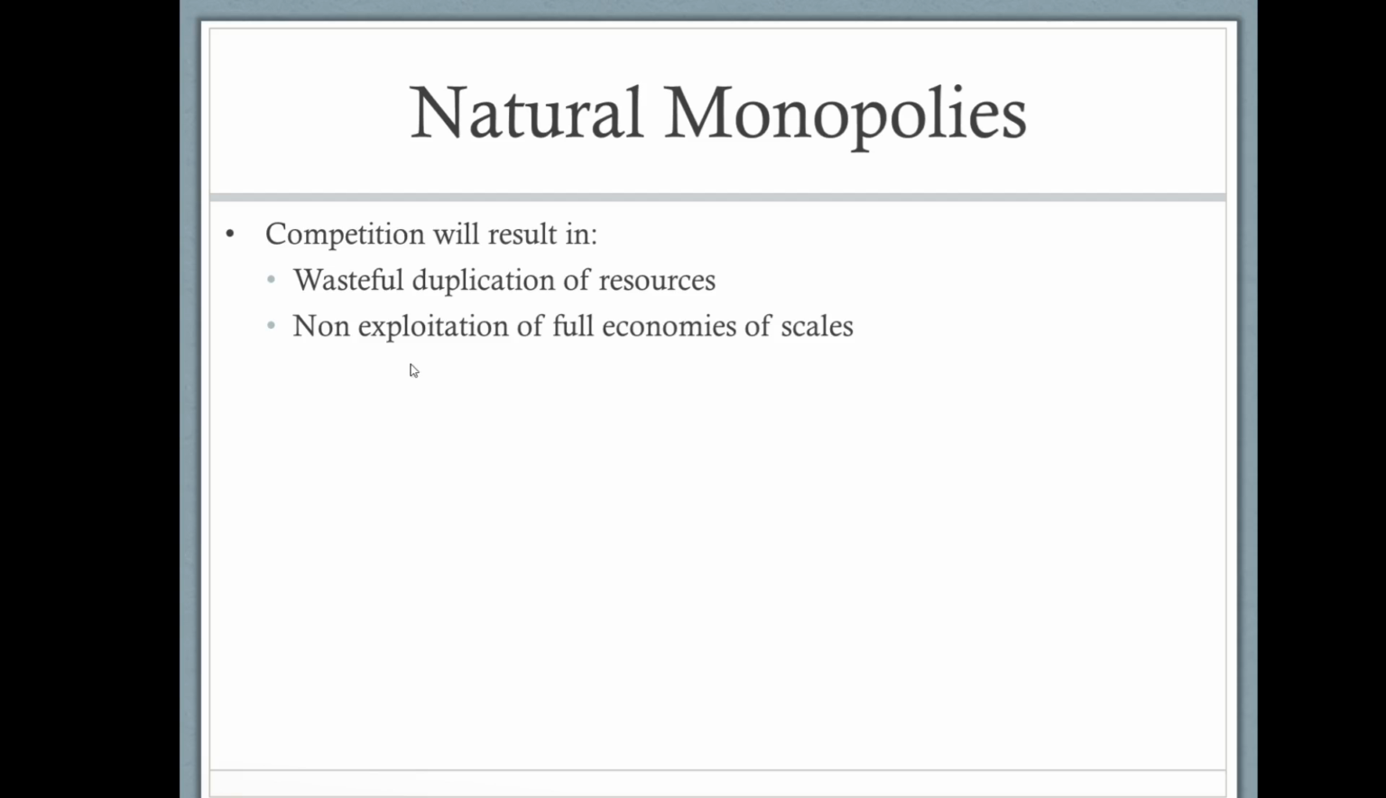And at the same time, when you have more than one firm in this market, the economies of scale cannot be fully exploited, because now two or more firms are sharing the market share. And at the end, they cannot enjoy the maximum economies of scale, which would bring them a lower average cost. So right here, we know why a natural monopoly is always better off with just one firm selling to the entire market. Competition is not desirable.